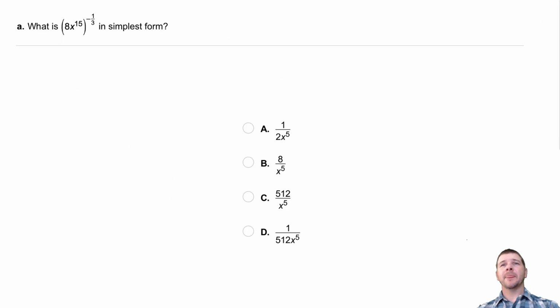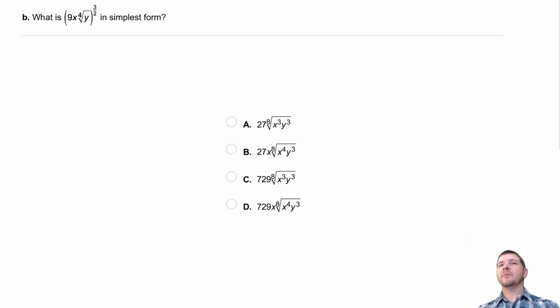Your turn, part A. What is 8x to the 15th power raised to the negative 1/3 power in simplest form? And part B. What is 9x times the 4th root of y raised to the 3/2 power in simplest form?